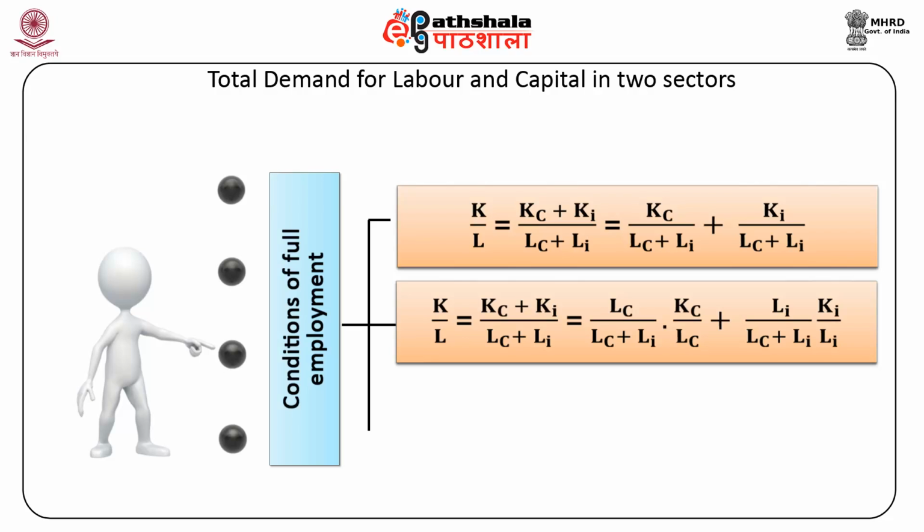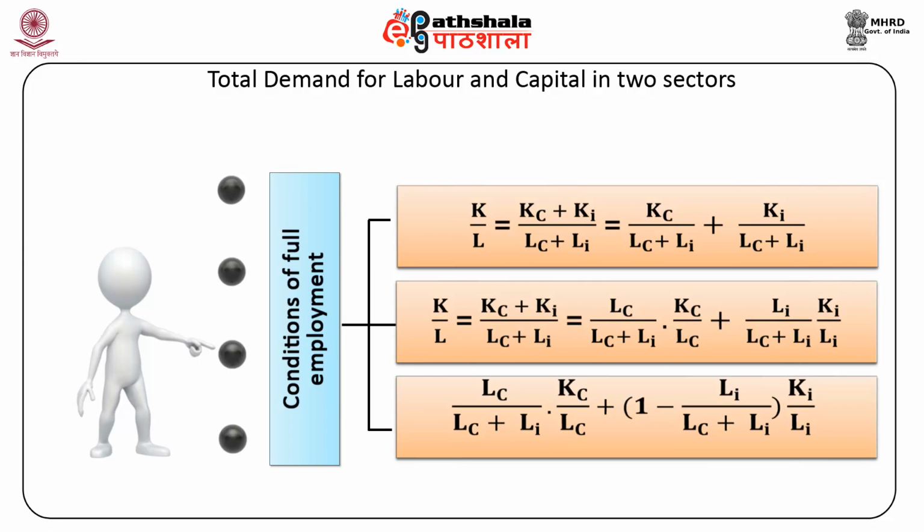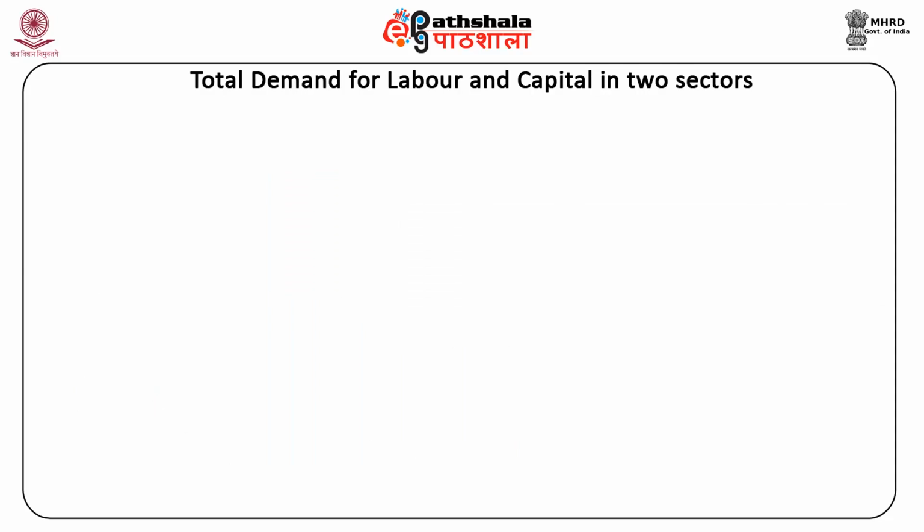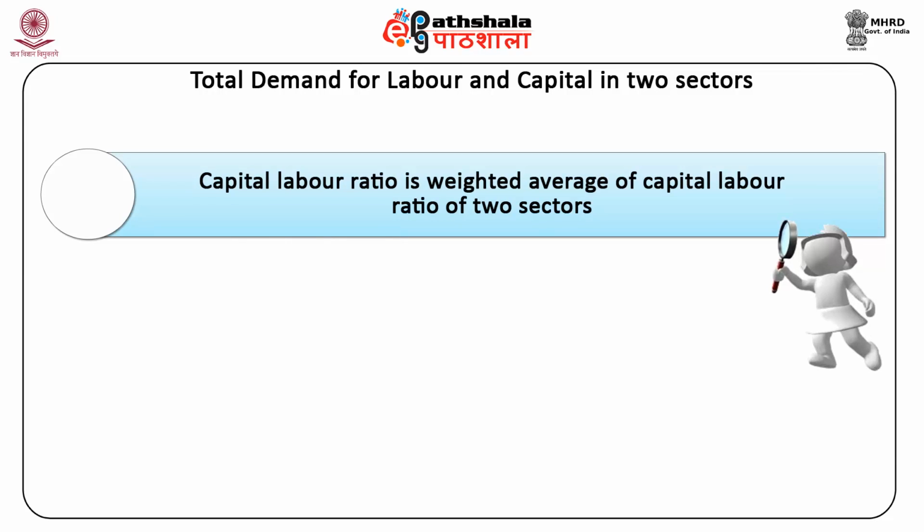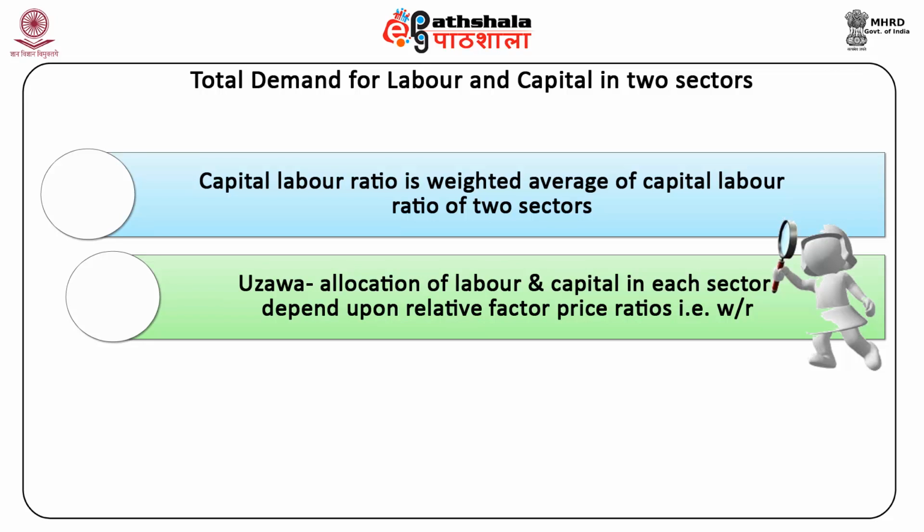which is equal to Lc upon Lc plus Li into Kc upon Lc, plus Li upon Lc plus Li multiplied by Ki upon Li, which is equal to Lc upon Lc plus Li into Kc upon Lc plus 1 minus Li upon Lc plus Li multiplied with Ki upon Li. This shows that the capital labor ratio in the economy is the weighted average of the capital labor ratios of the two sectors of the economy.